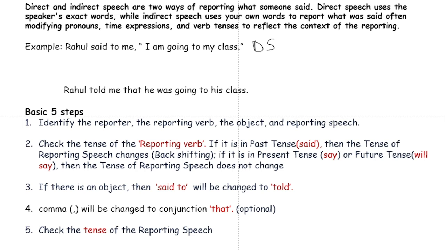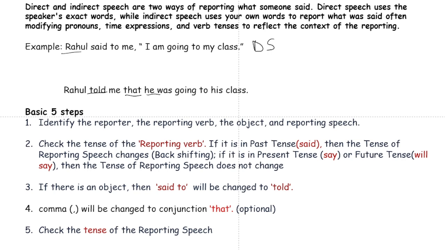But if you want to change it into indirect speech or reported speech, then it will change to: Rahul told me that he was going to his class. Now you may find there are some changes in the reported speech. So before coming to these changes, we need to understand the parts of direct speech. If we know these parts, then half of the work is done, right? So let us understand the parts of this direct speech.